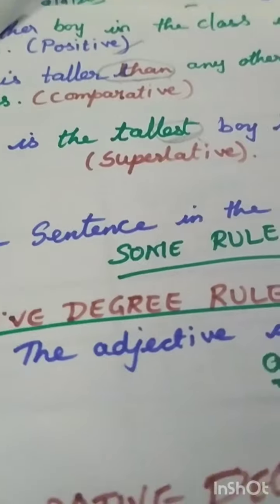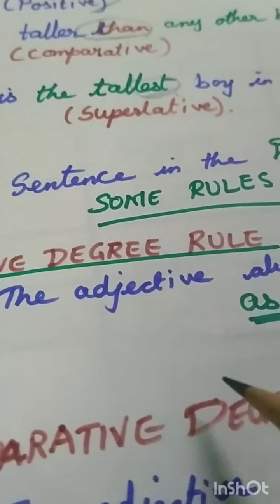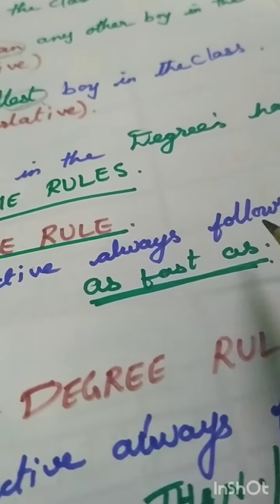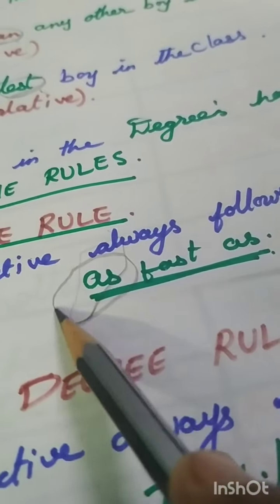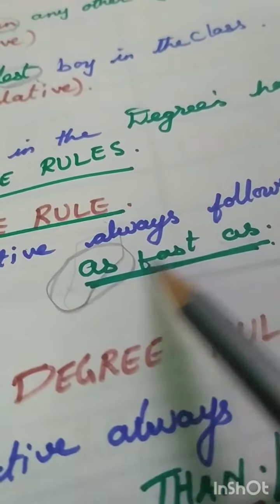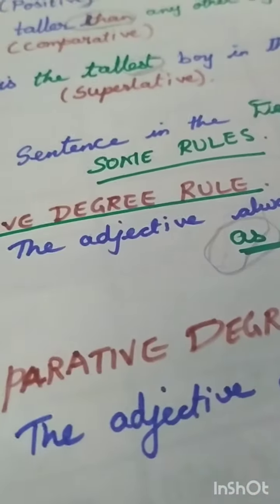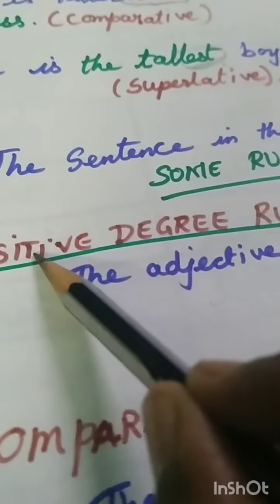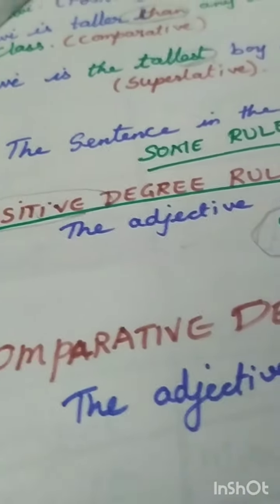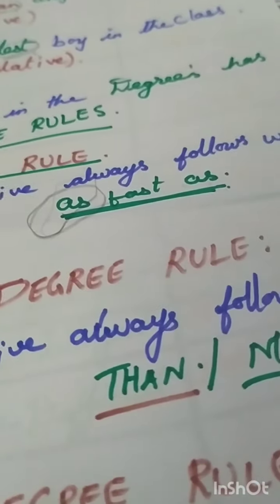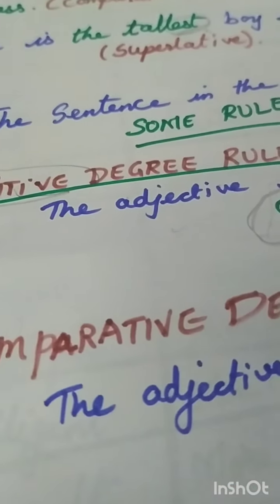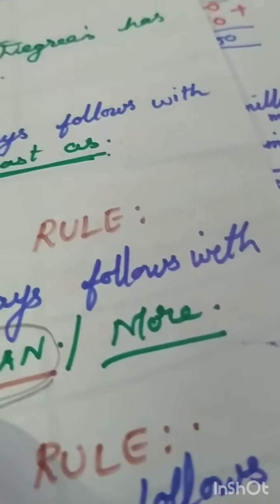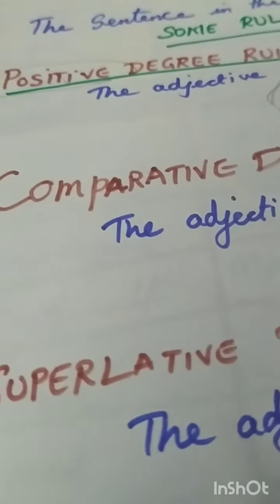So there are some rules to be followed in the degrees of comparison. The first rule is the positive degree, which will be as fast as, as tall as, as big as, as heavy as. These words will be written for the positive. If you have as tall as, it is called the positive degree of comparison. The second one, the comparative degree, will have than, as in more than. I have more than you. So that is the comparative degree.